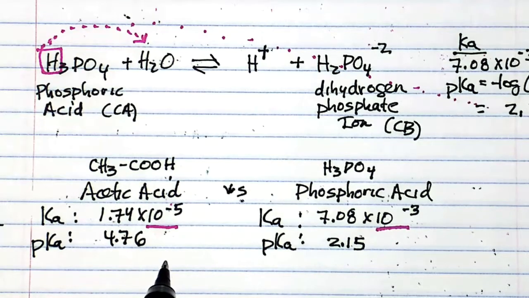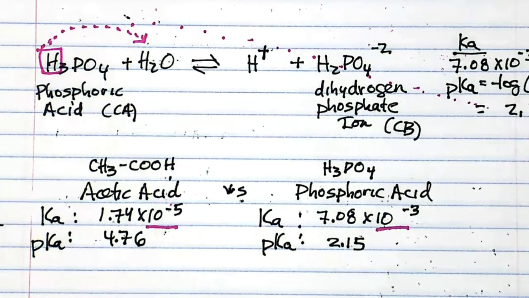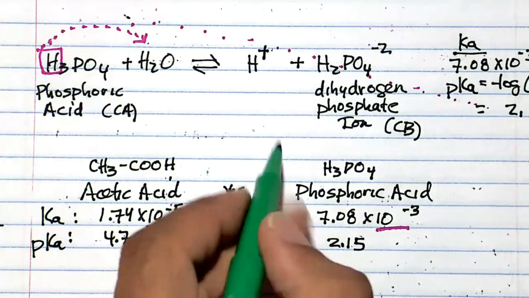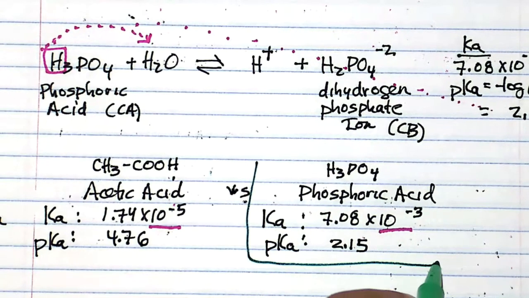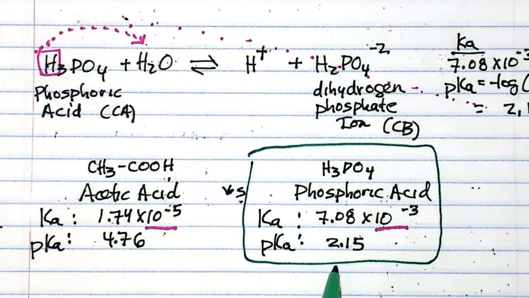When we do the negative log transform to just get rid of that messy exponent, we get a number that's 2.15 for phosphoric acid and a number that's 4.76 for acetic acid. Right? So which is the better acid? Well, we've already established that phosphoric acid is the better acid compared to acetic acid. But what does that mean in terms of the Ka and the pKa?